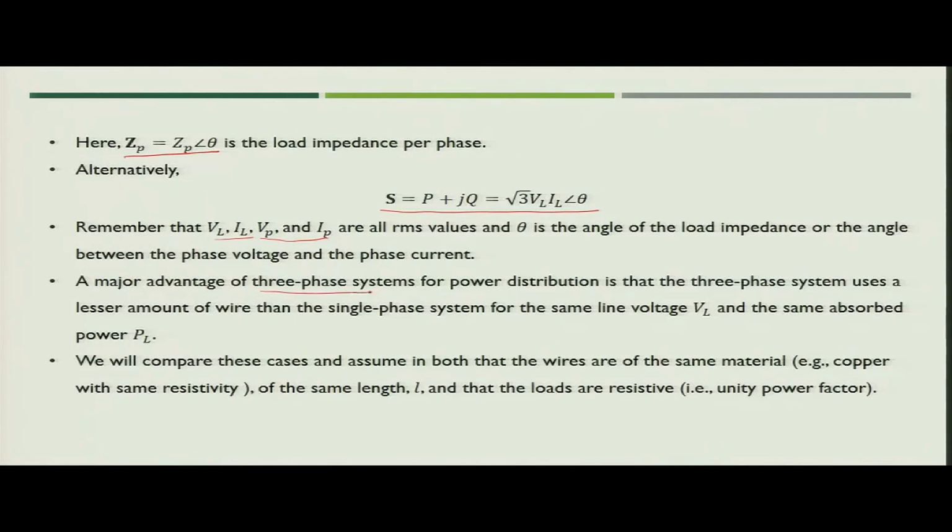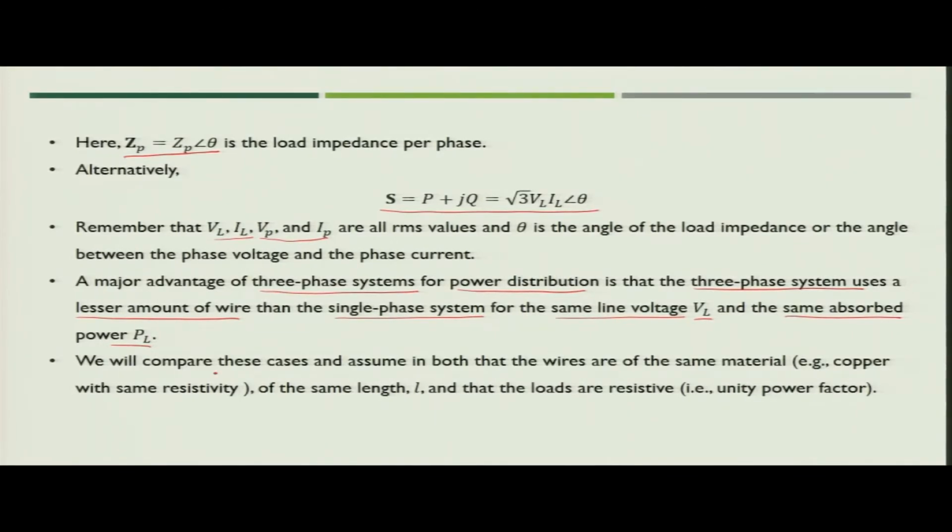The major advantage of 3-phase system for power distribution is that the 3-phase system uses a lesser amount of wire than the single phase system for the same line voltage V_L and same absorbed power P_L. How? Let us try to find out and justify that the 3-phase system for power distribution will use less amount of wire when we compare with the single phase system, which is having the same line voltage and same power being fed to the load.